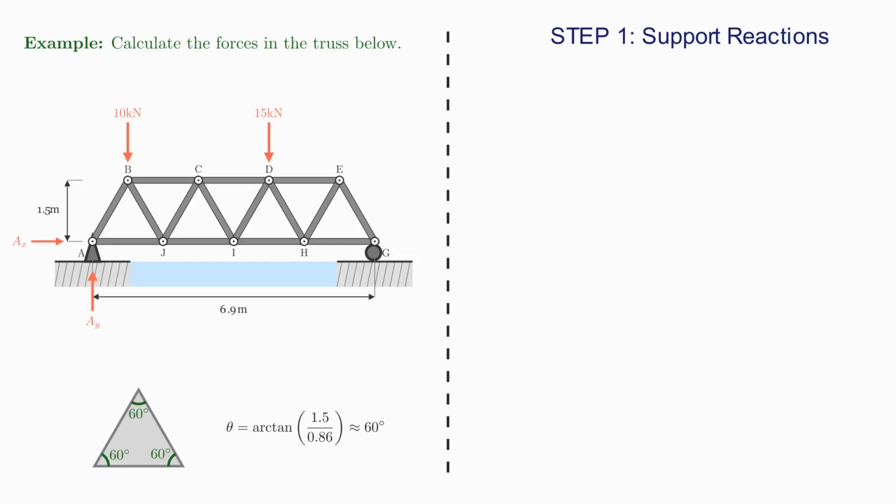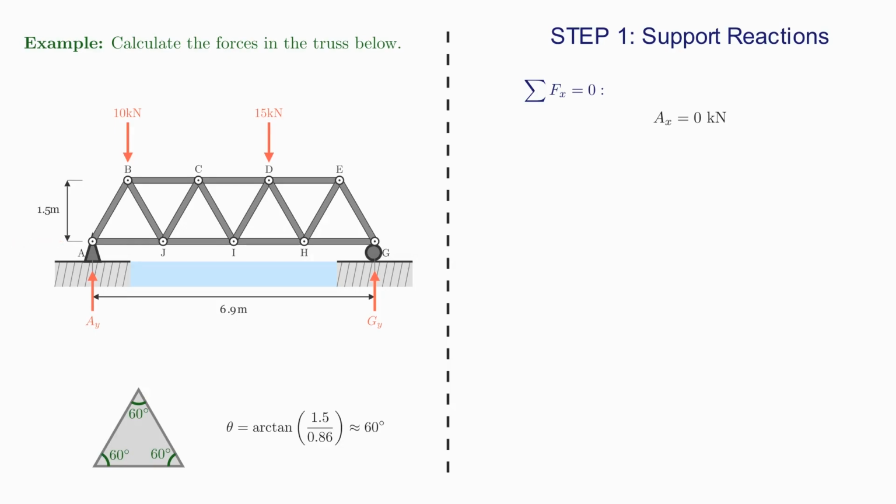At support G, this is a roller, so it allows movement in the horizontal direction. It allows rotation, and it's only going to provide us a support reaction in the y direction, GY. So to find AX, we're going to consider the sum of the forces in the x direction. Taking any forces to the right as positive and any to the left as negative, we want to add up all of the forces in the x direction and make these equal to 0. The only force we have in the x direction is AX. Therefore, we get that AX is equal to 0, so I can remove AX from our diagram.